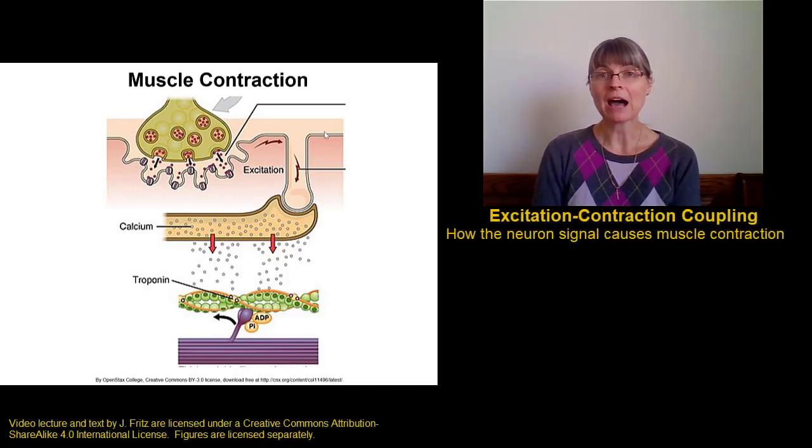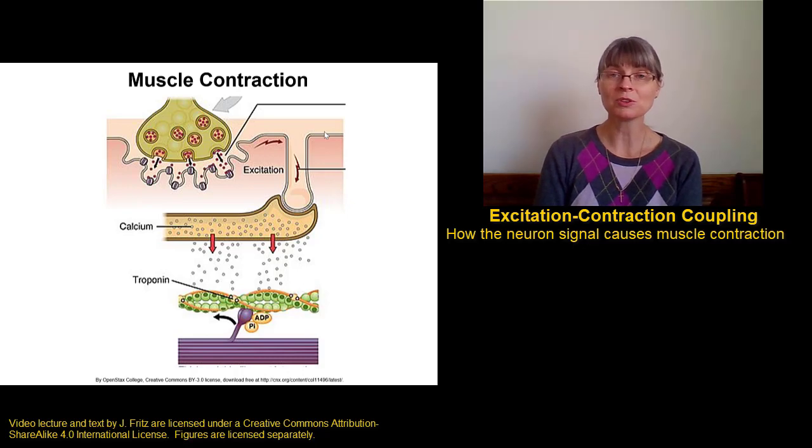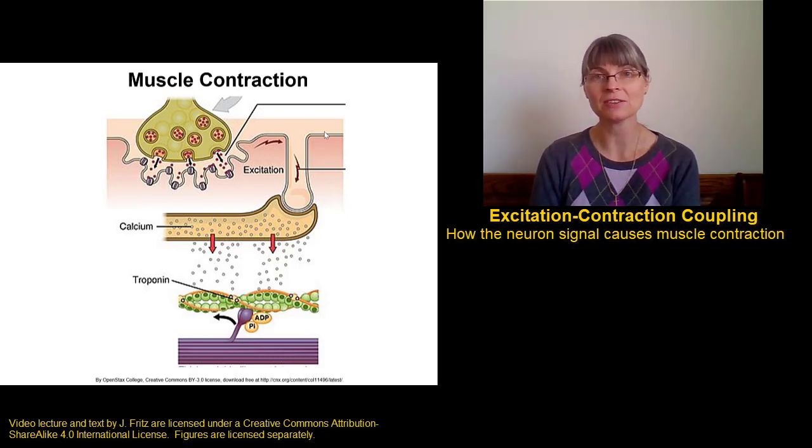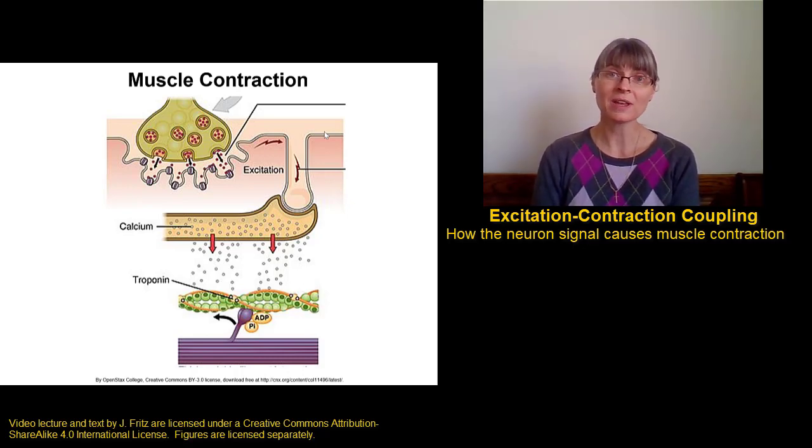When we were talking about how a muscle contracts, I started by saying that we have to have a signal from a neuron that's going to cause the release of calcium. But there's a lot going on for that to happen. In order to get the signal from the neuron to release the calcium, we have to excite the muscle cell.